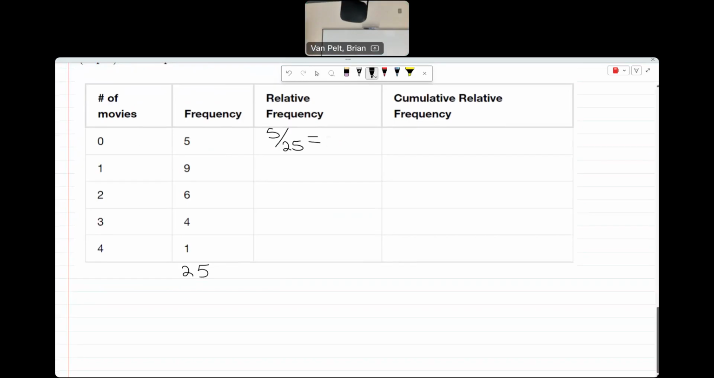Or if you want to, you can use the decimal, certainly. What would be the next entry on that same column? It'd be 9 divided by 25, or if you want, the decimal is 0.36. How about the next one? 6 divided by 25, that's 0.30. Then 4 divided by 25, that's 0.24. Then the next one is 4 divided by 25, which is 0.16.